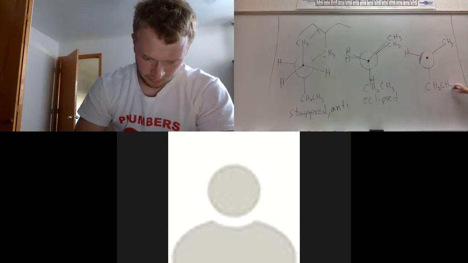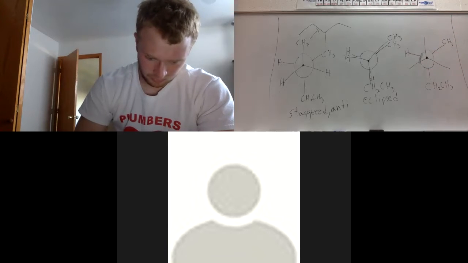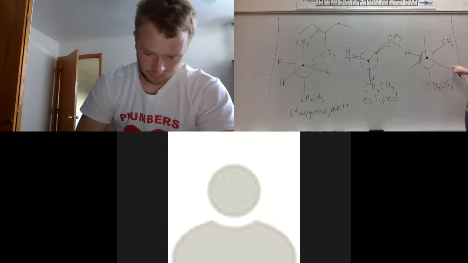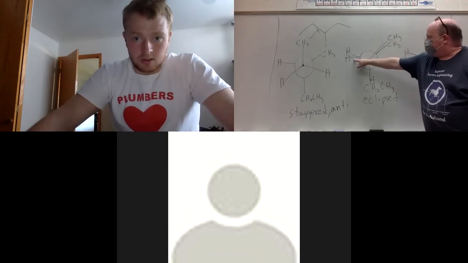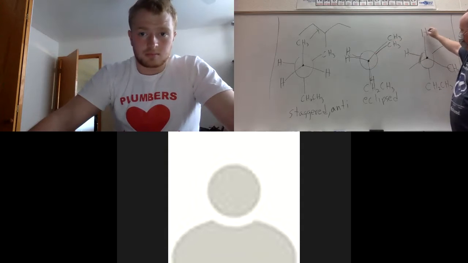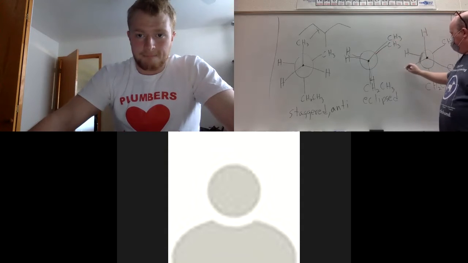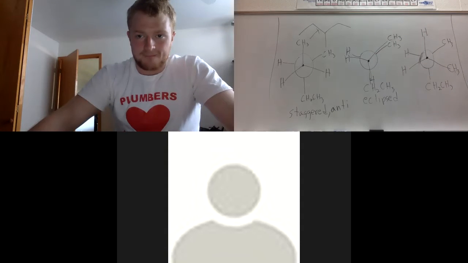Rotate it another 60 degrees, and that means you're going to rotate into another staggered conformation. But now this CH3 is going to be down here. This H is going to be up here, and this H is going to be over here. All right. So this is also staggered.